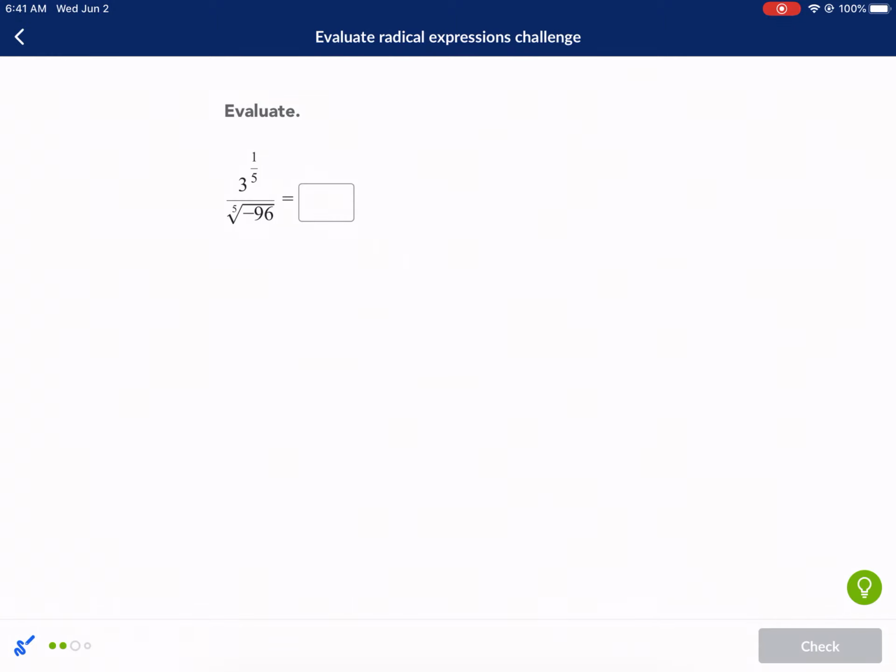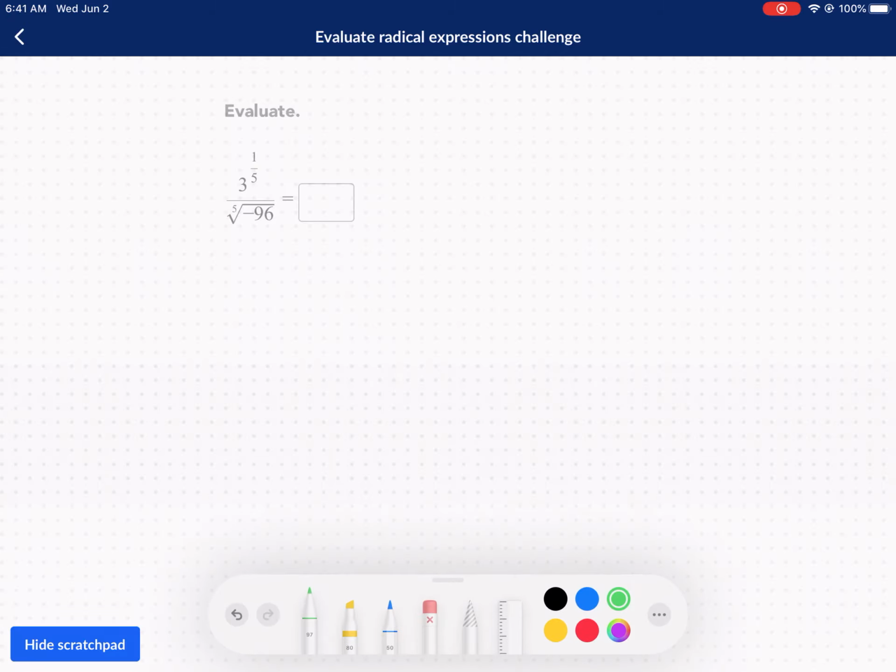Okay. Whew, boy, it's really testing us here. Okay, so we have 3 to the 1/5, and then we have divided by negative 96, the 5th root of that. We have division. We don't have negative exponents, so we're actually off to a decent start here. I'm going to write 3. Let's go blue. 3 to the 1/5 divided by, and then now we have negative 96, and I'm going to write this as an exponent to the 1/5 power.